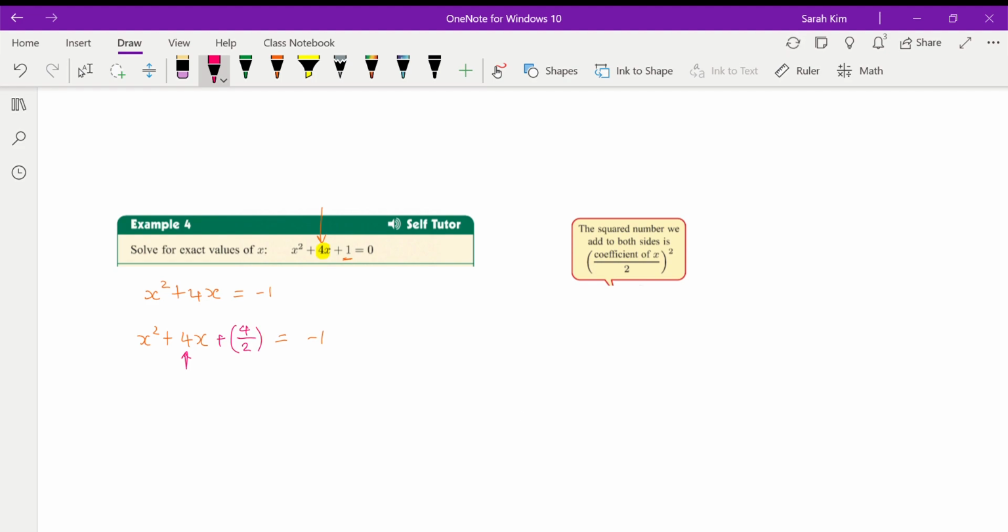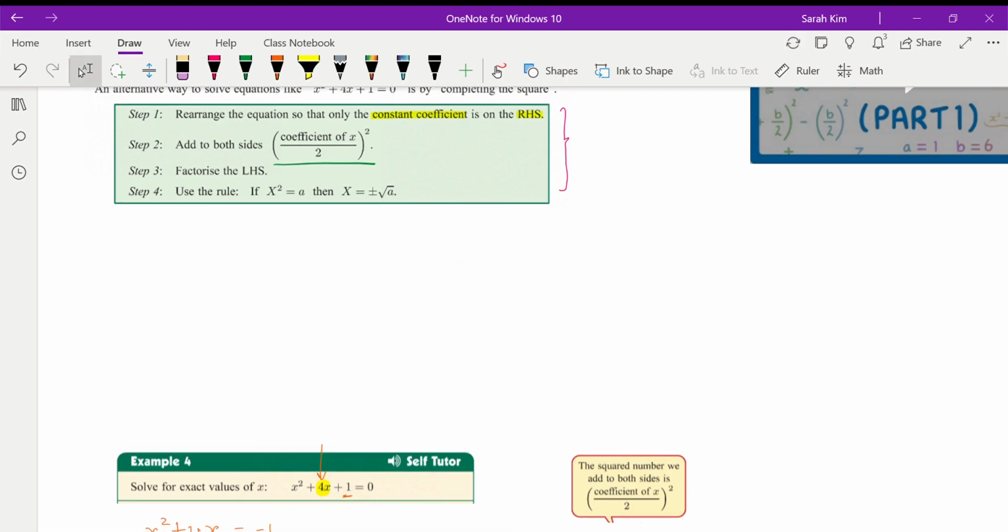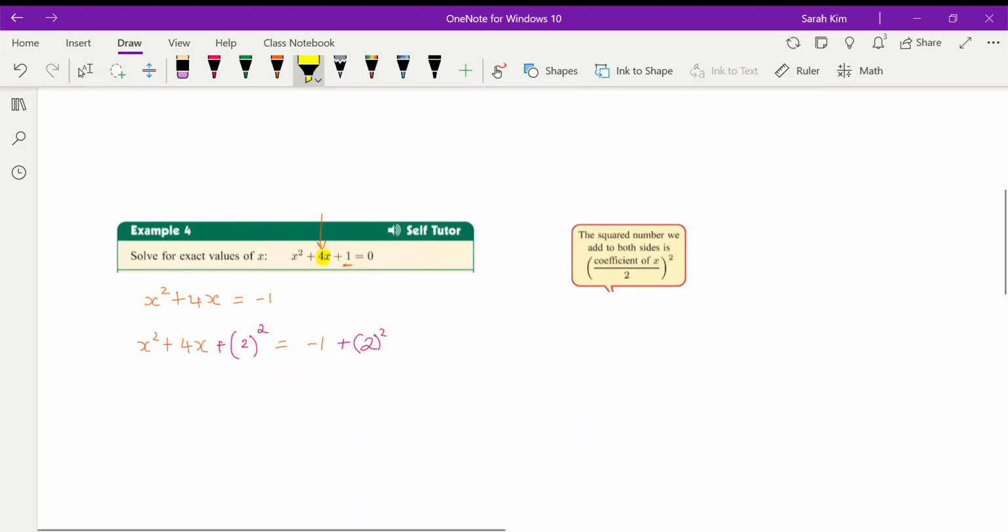So if I tidy that up a little bit, 4 divided by 2 is 2, so I'm just going to add that. And in order to balance the equation, because I can't just randomly add this term, I need to make sure I add it to the other side as well. Okay, so that's very important. Let's do step 3, factorize the left-hand side. That's pretty easy now. Hopefully you can see that it's in this sort of arrangement.